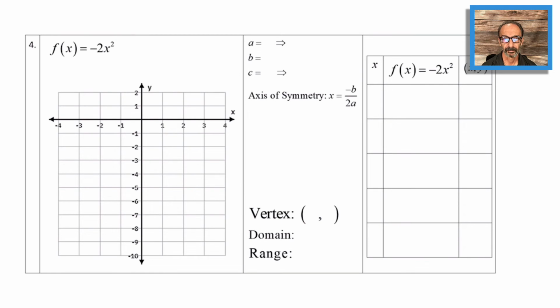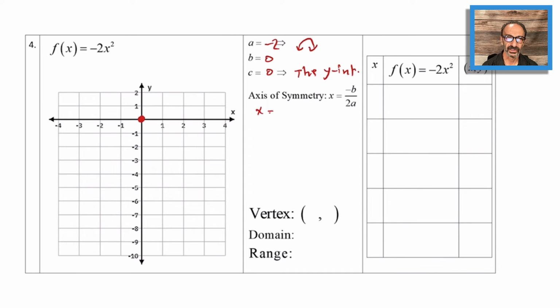Number 4. A equals -2, which means the graph is going to open down. But notice we're missing the x term and the constant term. So that should be a quick one. B is 0 and C is 0. So it's going to cross the y-axis. I said the x-axis by mistake. So the y-intercept is at 0.